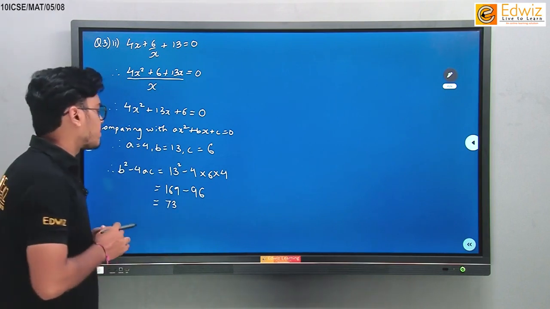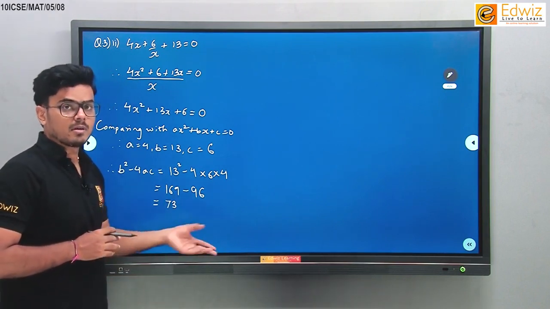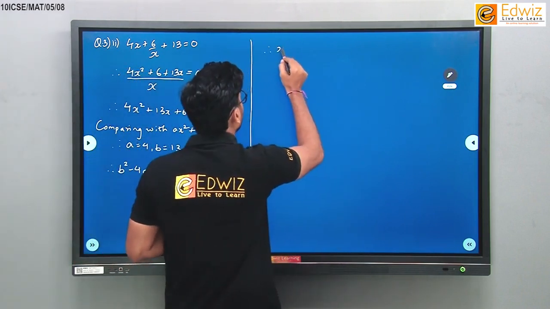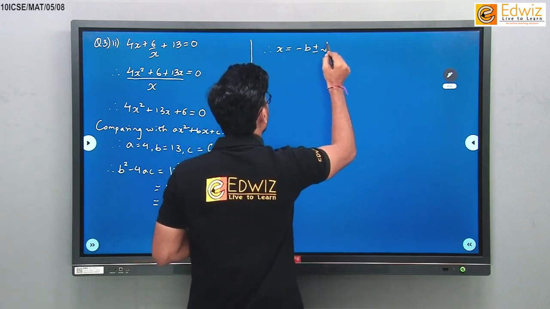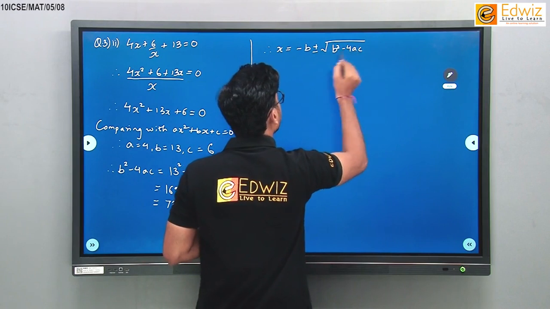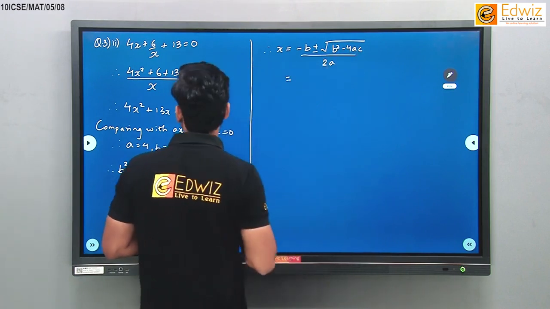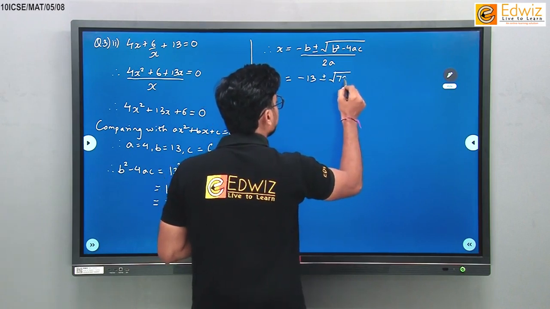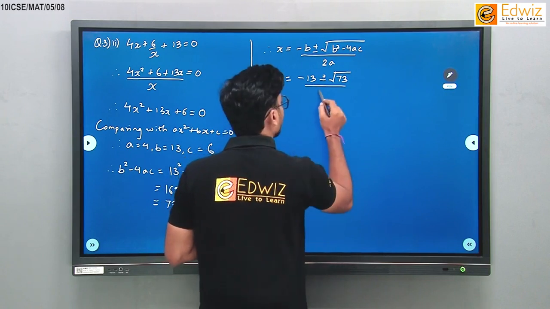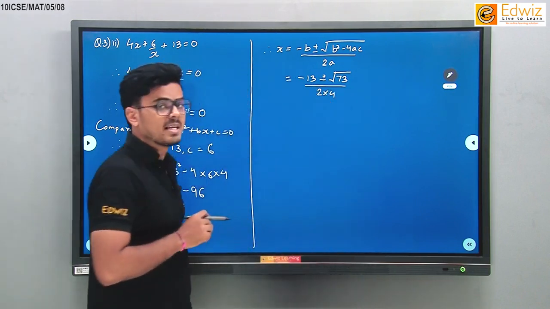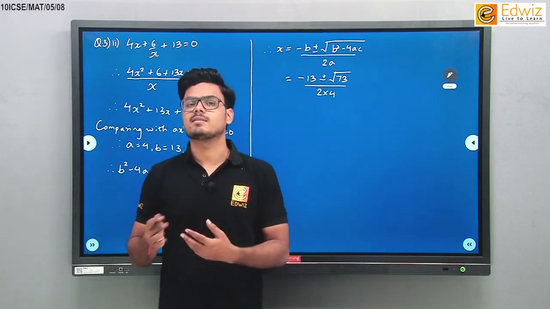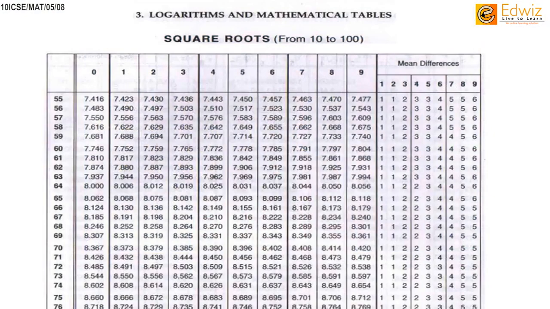So we need to find the square root of 73 for finding the value of x, because the formula for x is minus b plus or minus square root of b square minus 4ac, correct, upon 2a. If we substitute the values here, minus b will be minus 13 plus or minus square root of 73 divided by 2 times 4. So we need to find the square root of 73, which you can find by the long division method, but like I told you, there is a simpler way. You might be provided with the log book or the table for square roots.